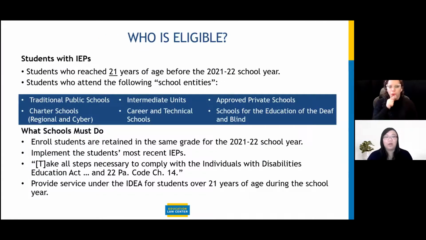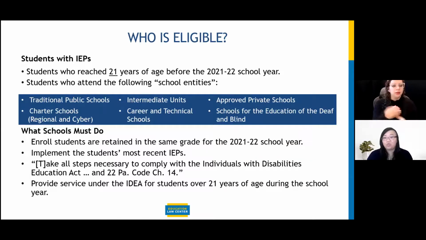So who is eligible for this grade retention option? For students with IEPs, there is a focus on students who have reached 21 years of age before the start of the next school year. These are students who should be attending the following school entities: traditional public schools, students in intermediate units, students attending approved private schools, all charter schools, both regional and cyber charter schools, students participating in career and technical schools, as well as students in schools for the education of the deaf and blind.